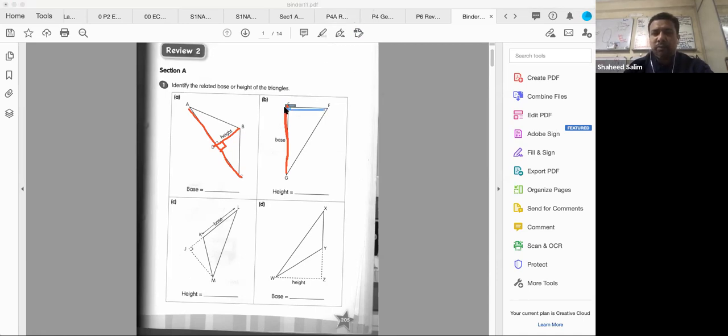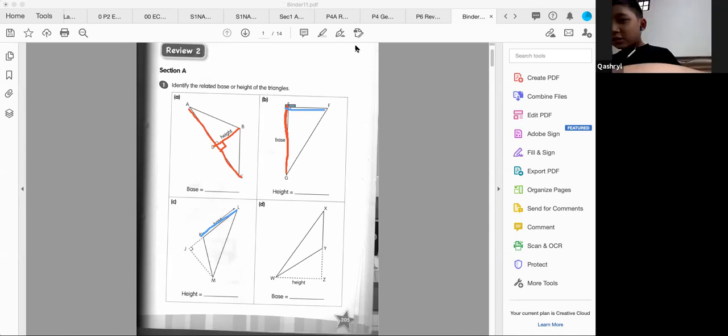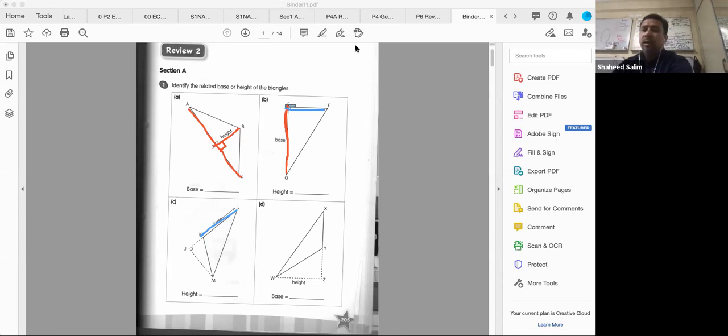And then 1C, Putra again. This is the base. Where's the height? K to M. Okay, this is not meeting at 90 degrees. So this is not the one. Which one? Which one? Is J to M. J to M, yes. Okay, so in this case, now how to do this?